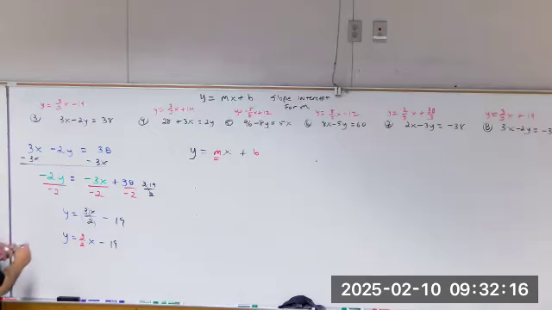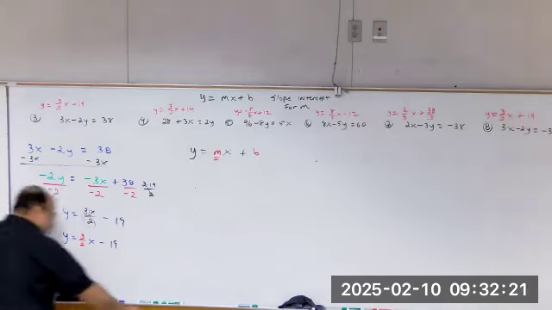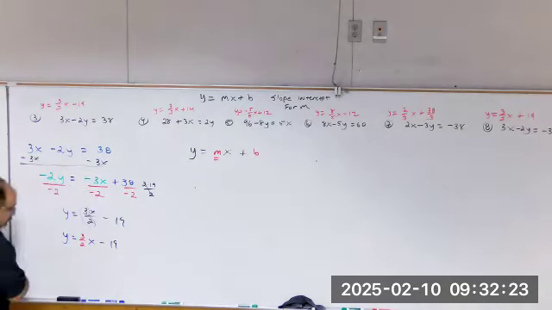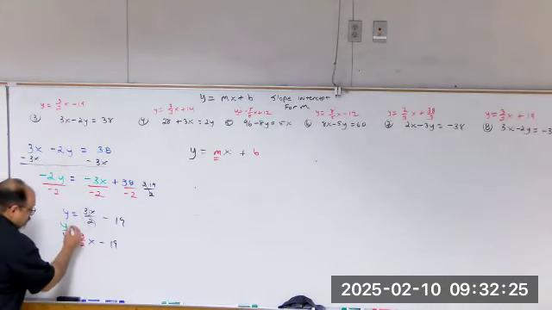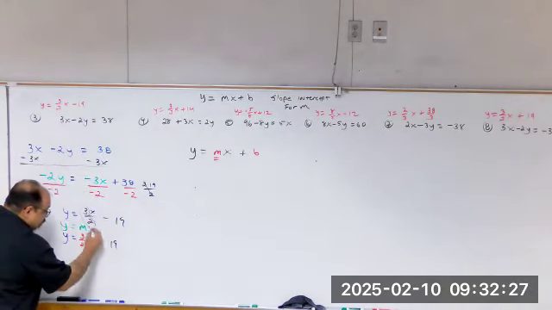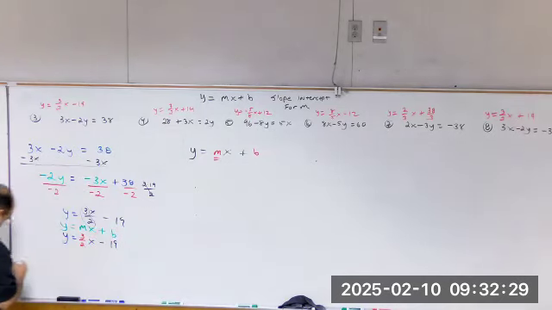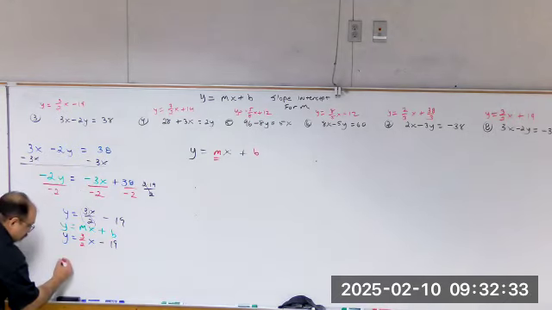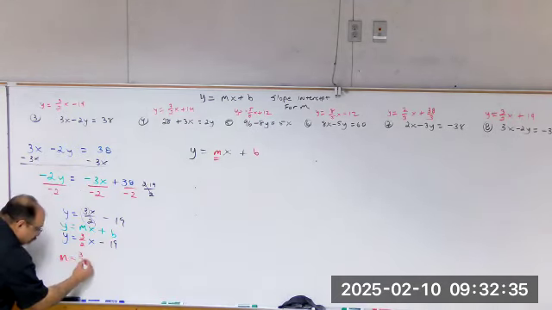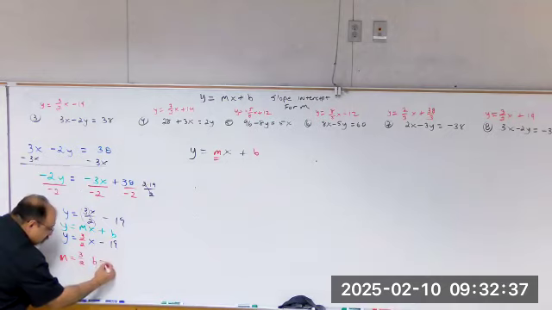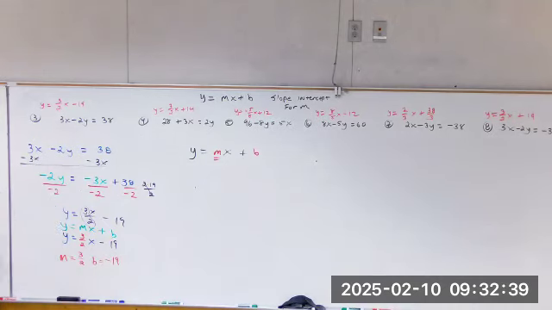Okay. So now, since it's in slope-intercept form, we now have y equals m times x plus b. So we now have the slope is 3 over 2, and the y-intercept is negative 19.